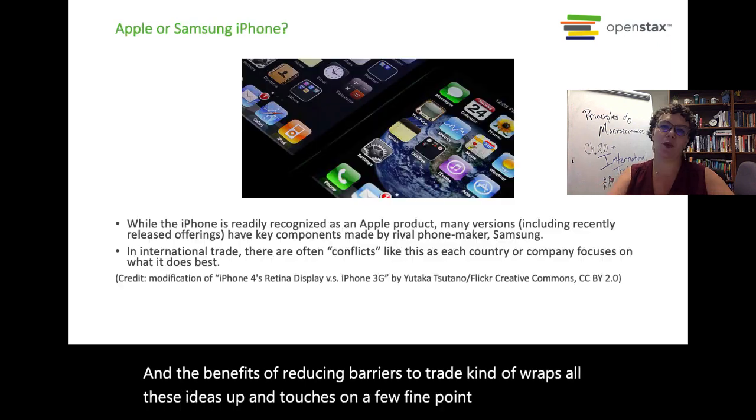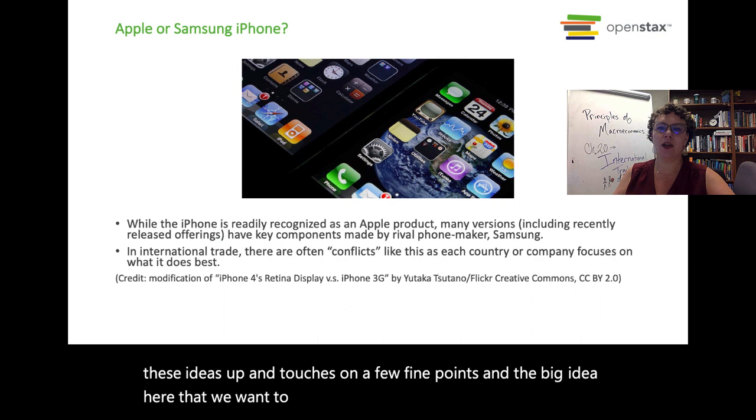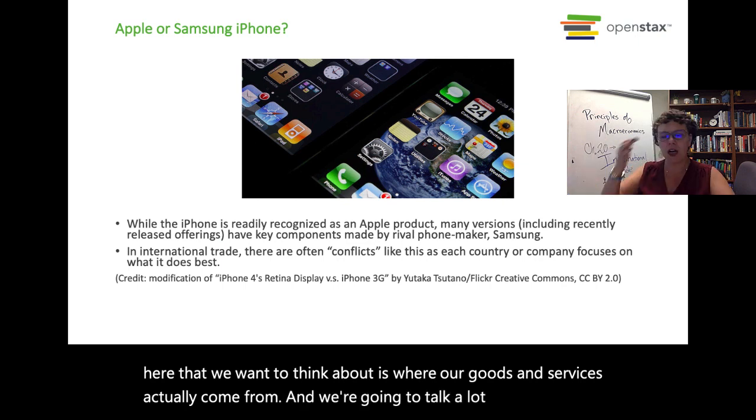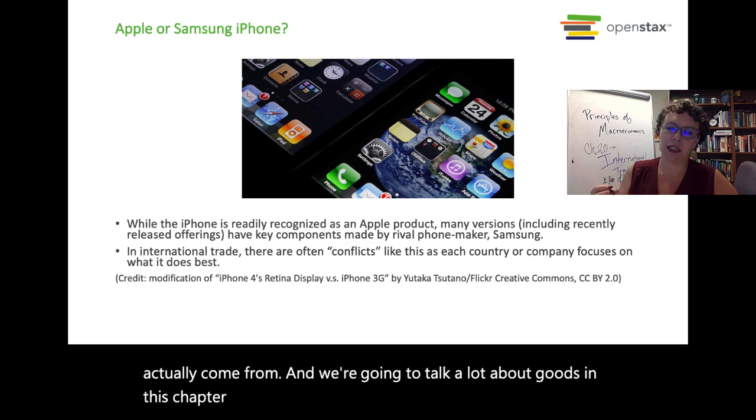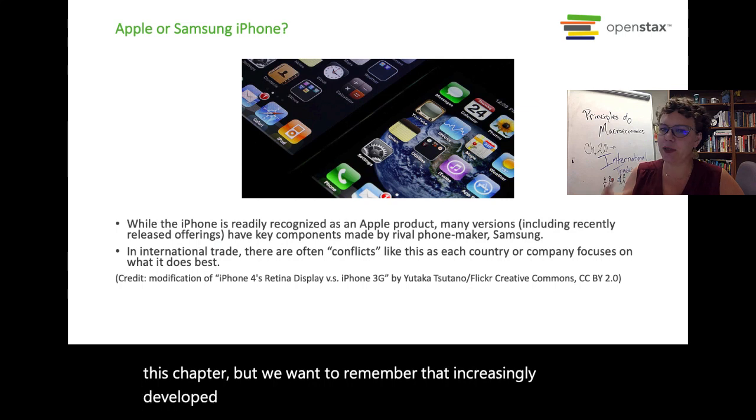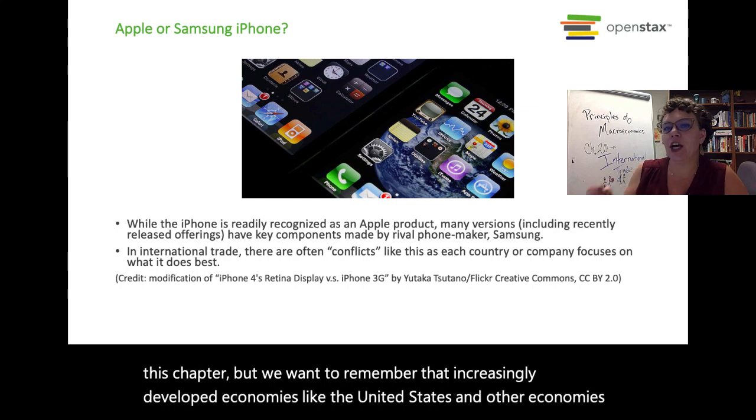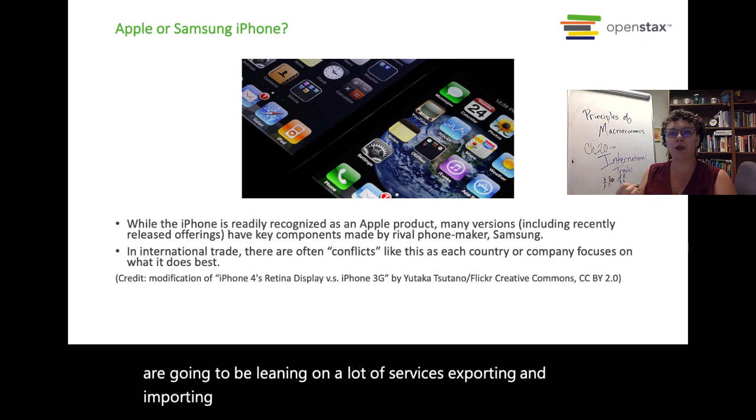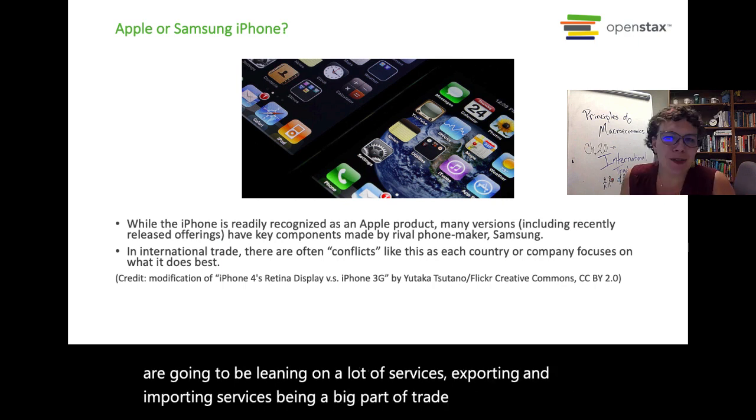And the big idea here that we want to think about is where our goods and services actually come from. And we're going to talk a lot about goods in this chapter, but we want to remember that increasingly developed economies like the United States and other economies are going to be leaning on a lot of services, exporting and importing services being a big part of trade. But it's a lot easier to conceptualize this stuff with goods.